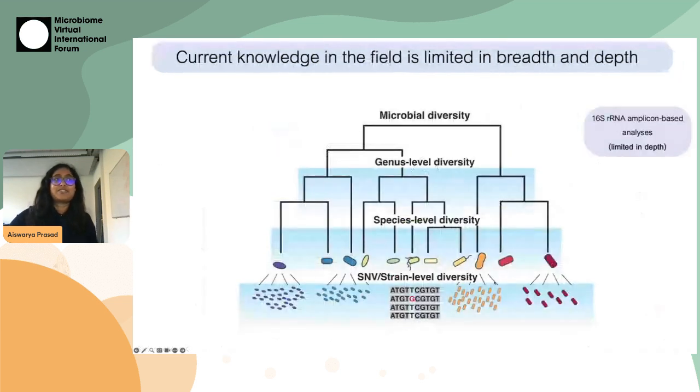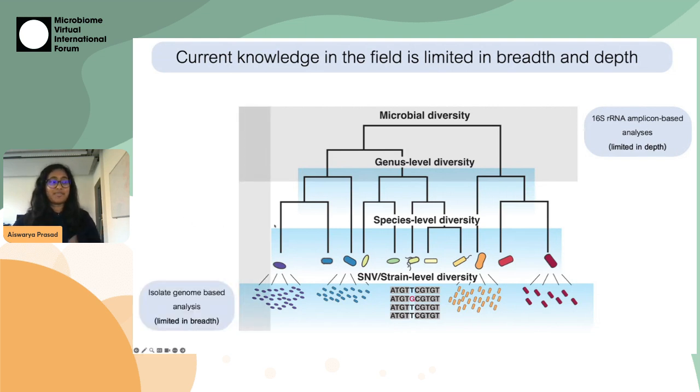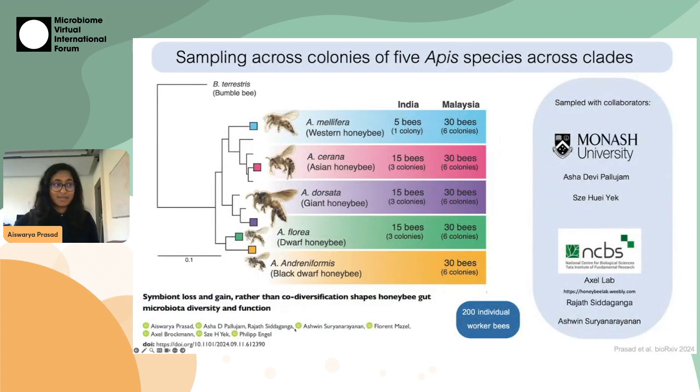However, our biggest challenge so far is that past studies have either been limited in depth because they relied on 16S amplicon sequencing, or in breadth because isolating genomes is laborious and it's difficult to cover the entire community this way. So in our study, we used shotgun metagenomics. I'm going to go over some interesting results, but you can check out the entire study in our preprint on bioRxiv.